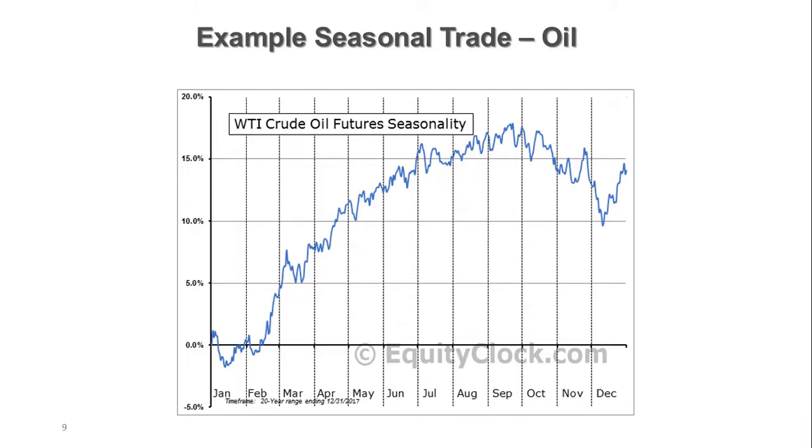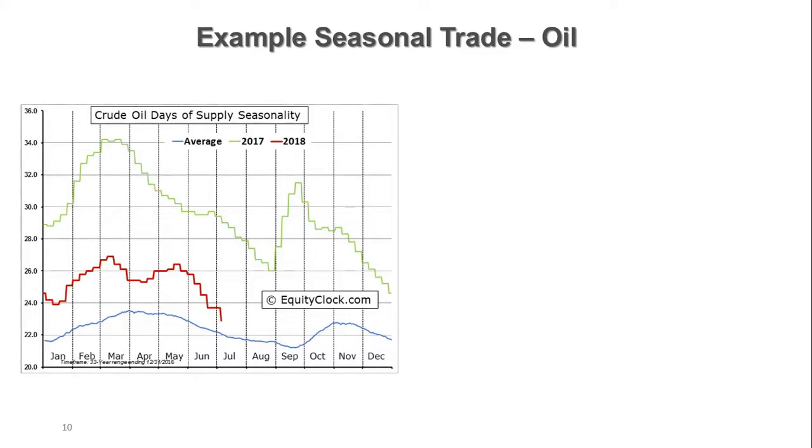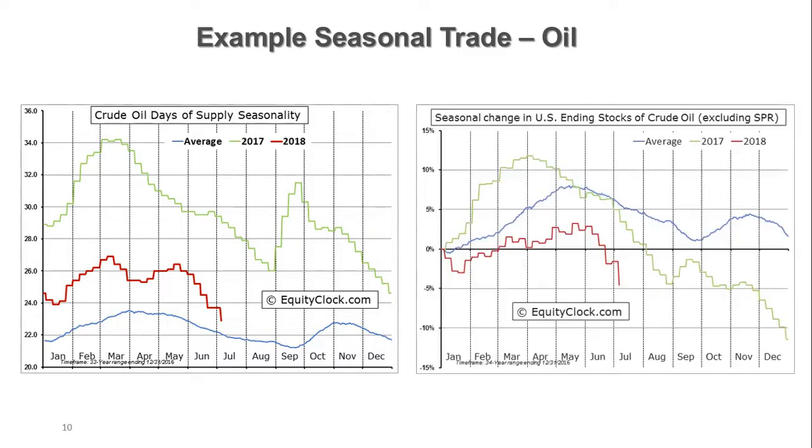But over the past couple of years, there have been huge fluctuations in the supply of the energy commodity. Coming into the 2017 period of seasonal strength, the days of supply of oil was at a record high, and the increase to inventories was well above average. The trends in supply that were abnormal for that time of year resulted in a decline in the price of oil between the middle of February and the beginning of May.